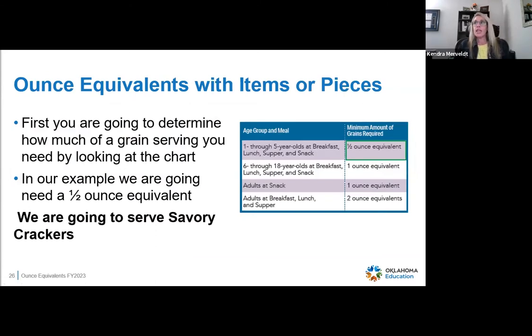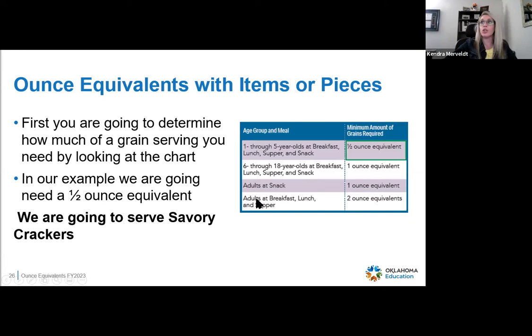So let's talk about the savory crackers. Again, as you can see here, in this group we have 1 through 5, 6 through 18, and adults. The adult snack is for adults eating with your children. You can't claim those meals, but they can eat and you can absorb the cost. Or we have adult daycare centers, and this talks about how much they need.